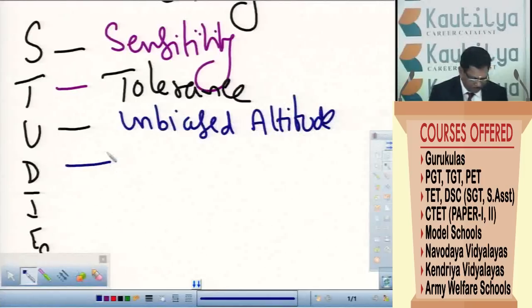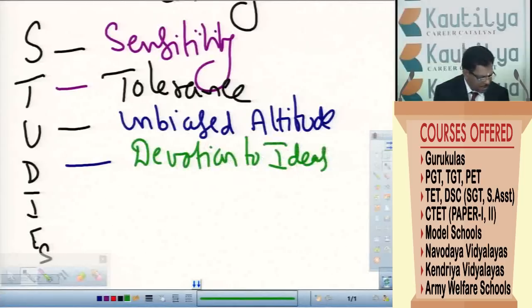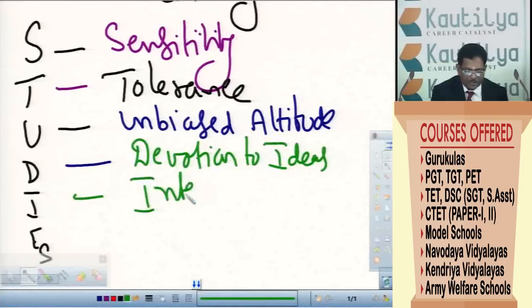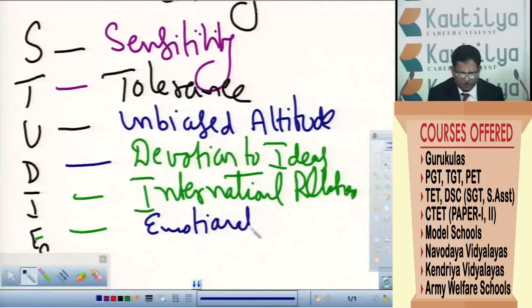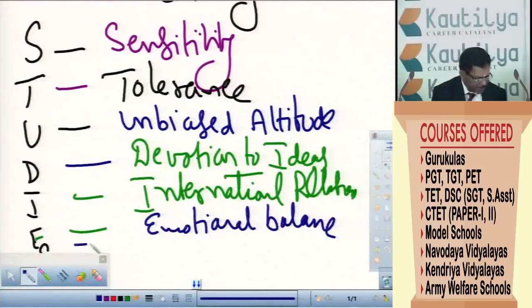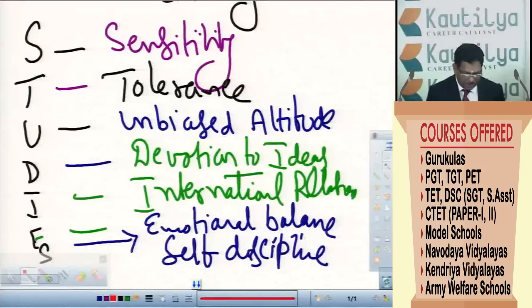And D stands for devotion to ideas. And I stands for international relationship. And E stands for emotional balance. And S stands for self-discipline. So these all are the abbreviations for the letters in the word studies.